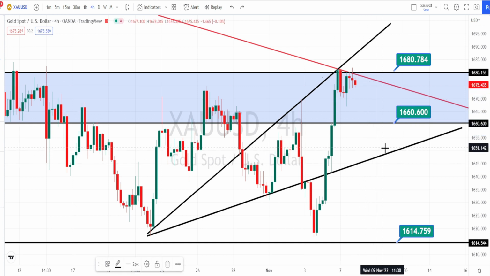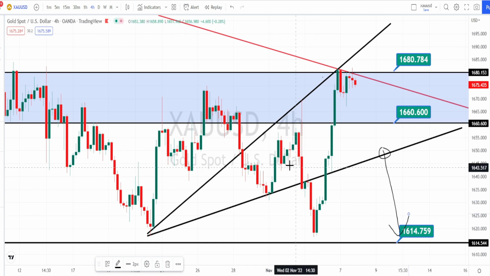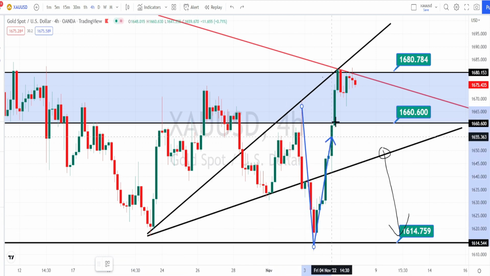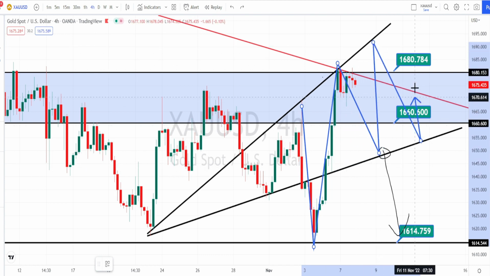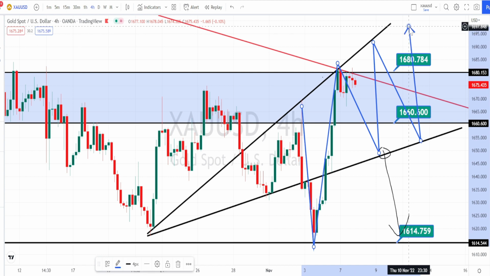And again, only when the price action breaks this support line can we expect the further fall on the bearish side retracement in the 4 hours time frame. So as long as the price action is trading above this support line, we can expect the bullish side retracement to continue in the 4 hours time frame.